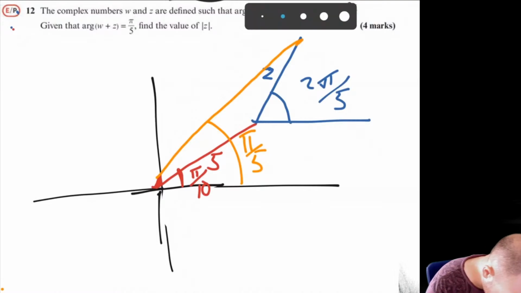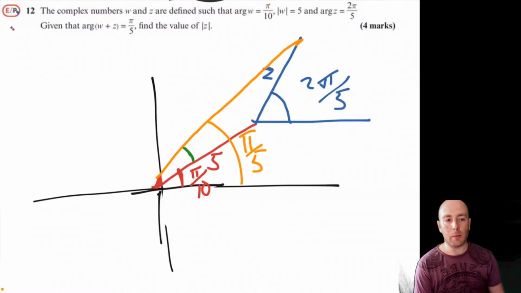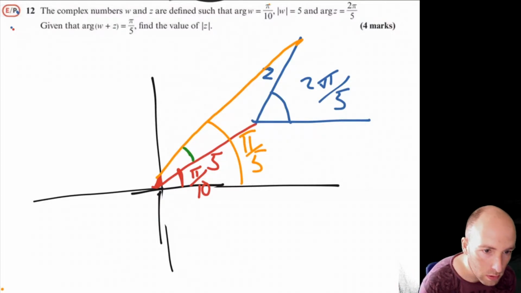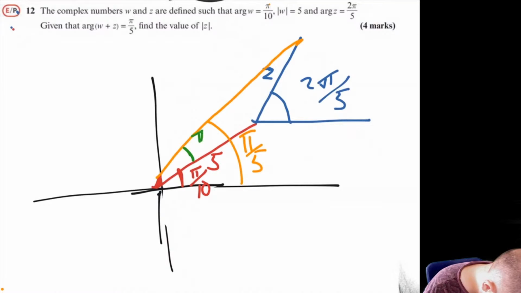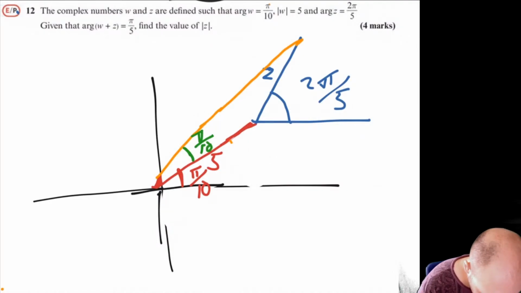is, if I work out, I'll do it in green now. If I work out this green angle, that's going to be pi by 5 take pi by 10, which is also pi by 10. So I draw that in and get rid of this bit. And we know this one has a length of 5.